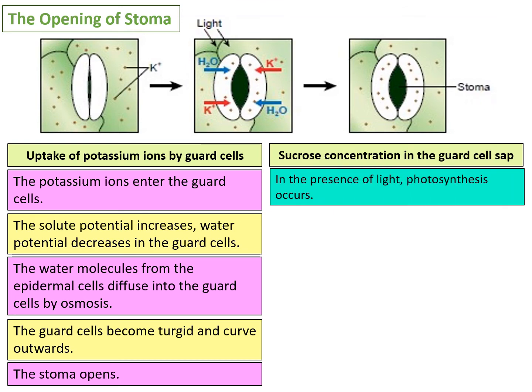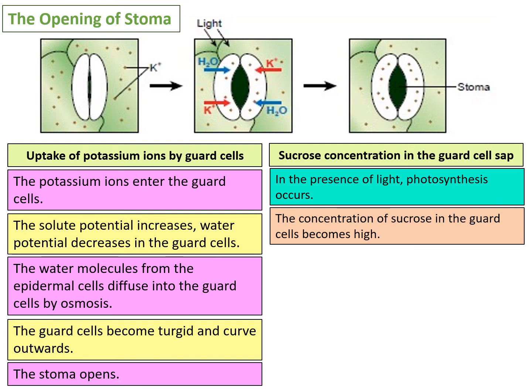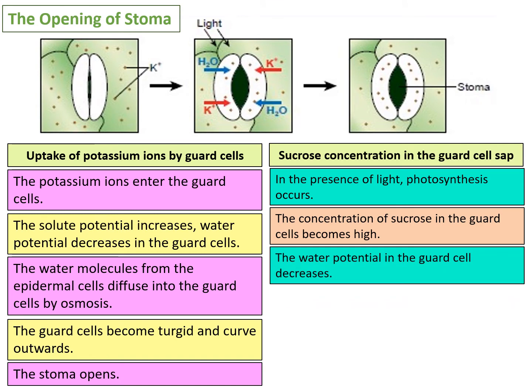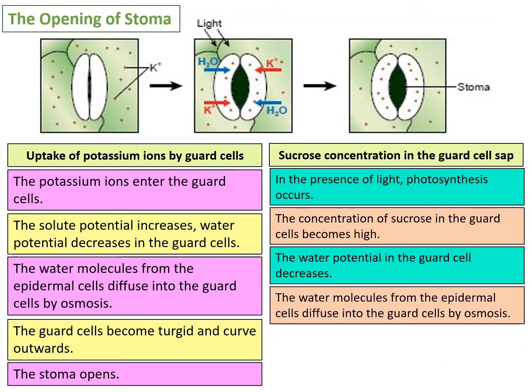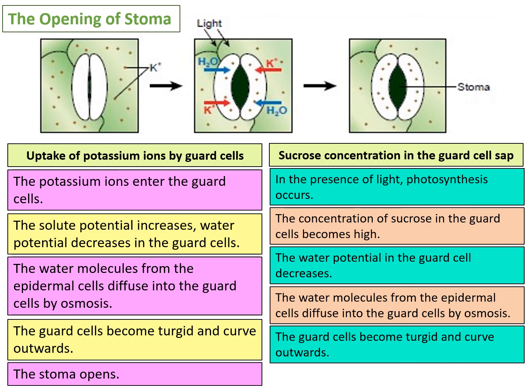In the presence of light, photosynthesis occurs. The concentration of sucrose in the guard cell becomes high. The water potential in the guard cell decreases. So this means the water potential in the epidermal cell is higher compared to the water potential in the guard cell. And this causes the water molecules from the epidermal cell to diffuse into the guard cell by osmosis. The guard cell becomes turgid and curves outwards and the stoma opens.